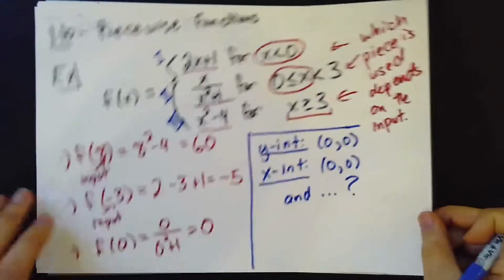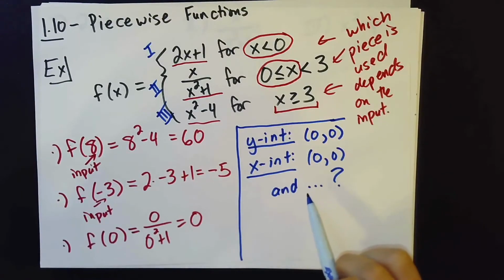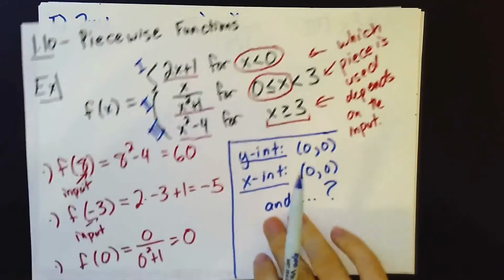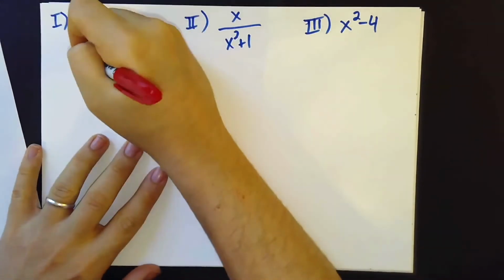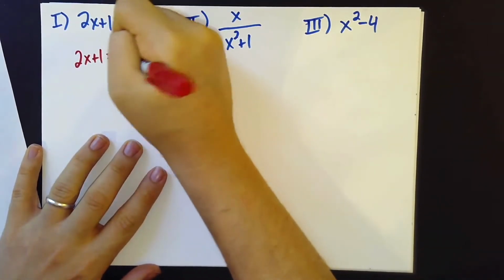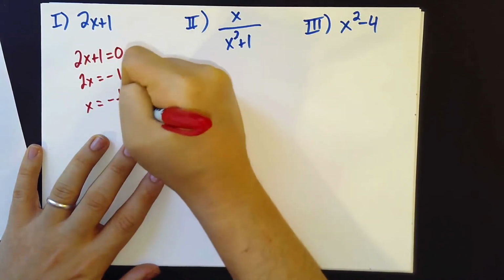And I want to find out the x-intercepts. That is, I want to know when these things are 0, that is, when the output is 0. So I'm going to do this piece by piece. So when is 2x plus 1 equal to 0? Well, 2x plus 1 equals 0, 2x equals minus 1, x is minus a half.